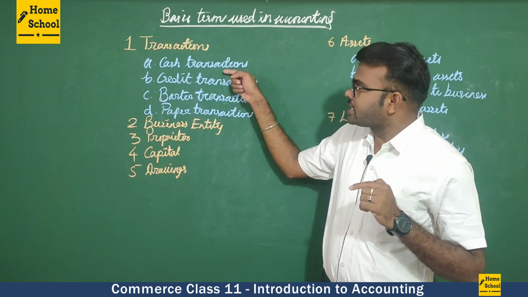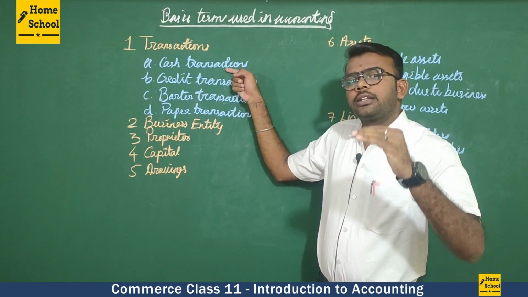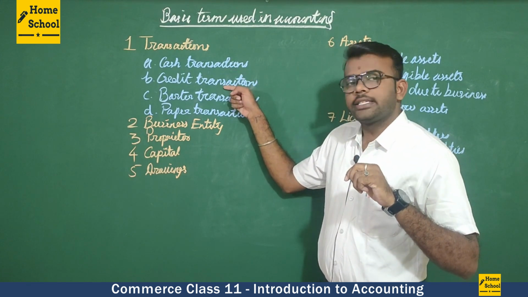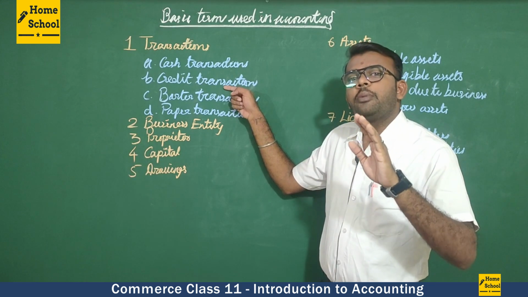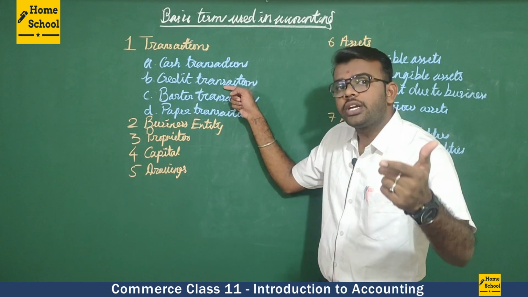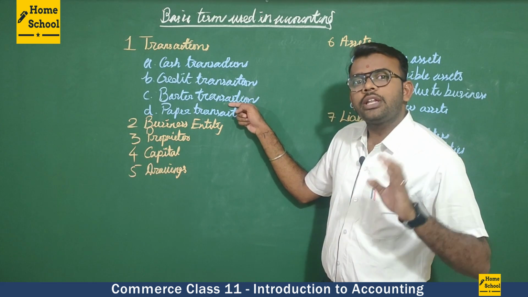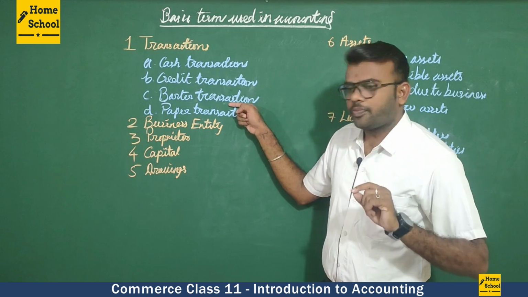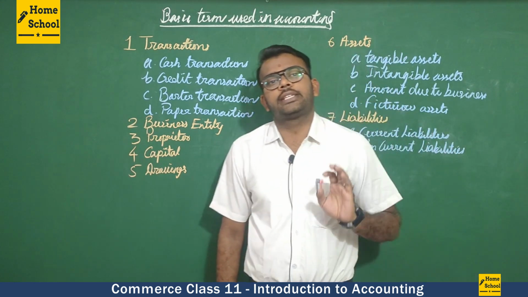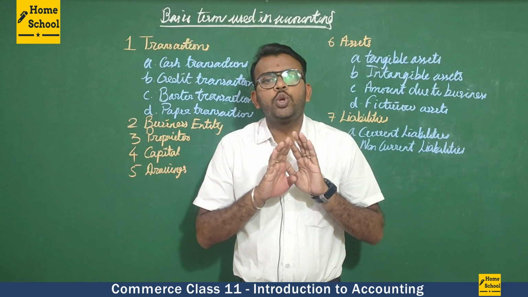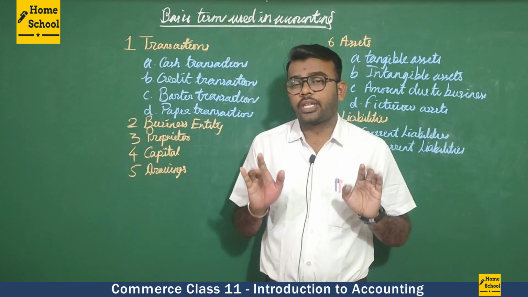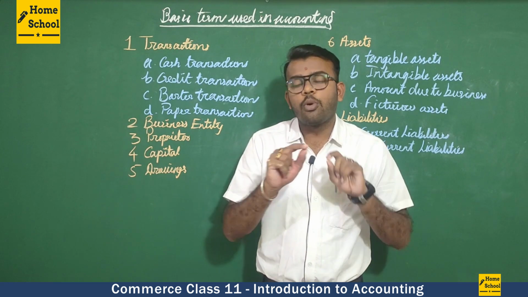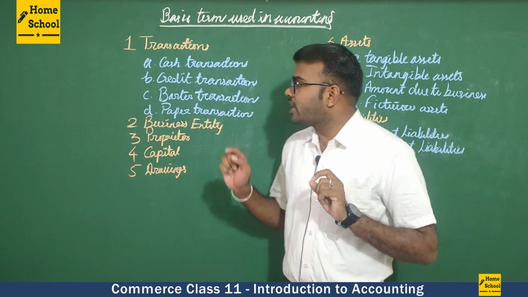Okay, so cash transaction: here receipt or payment of cash is happening immediately. Credit transaction: here receipt or payment of cash is happening at a future date. Barter transaction: here we are exchanging goods for other goods. Last, we have the paper transaction. Here there will be no question of a receipt or a payment, but we need to show that transaction in the books of account. That is called what?